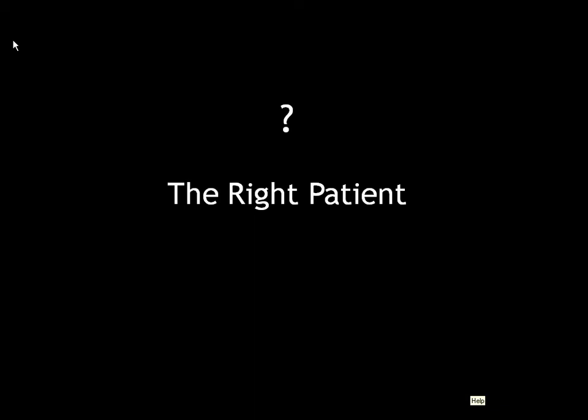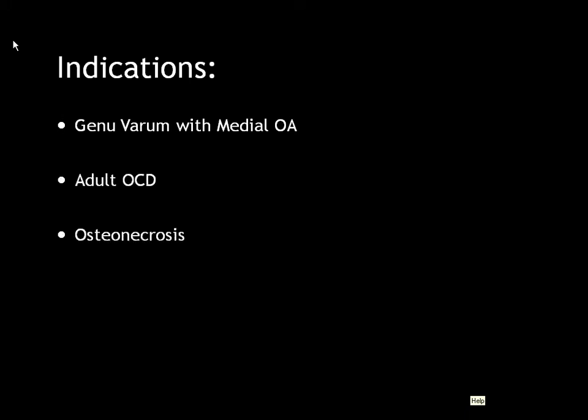So, who's the right patient? It really has multi-factors. You take lots of things into consideration, from work, age, culture, job, everything. There's lots of factors to be considered when you decide what's the right operation and who's the right patient. So, indications. The commonest, of course, is genu varum with medial osteoarthritis, adult OCD, osteonecrosis of the condyles, and sometimes we do include them in soft tissue knee surgery with ACLs and genu varum with posterolateral instability.